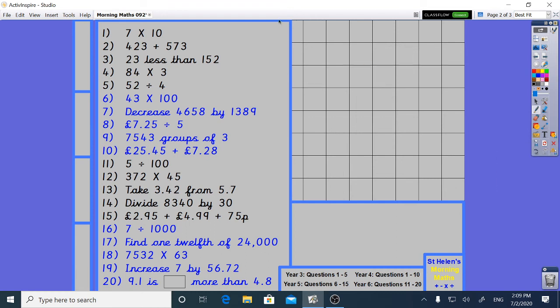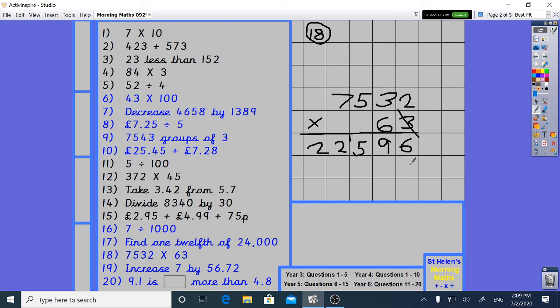2,000 is the answer. Question 18, long multiplication. Possibility for lots of mistakes, so I'll be careful. I'll try and be fairly quick while being careful if I can. 3 times 2, 3 times 3, 3 times 5, and 3 times 7 plus a little 1. Now we do the next line, don't forget the 0. 6 times 2, 12. 6 times 3, 18, plus 1, 19. 6 times 5, 30, plus 1, 31. 6 times 7, 42, plus 3, 45.